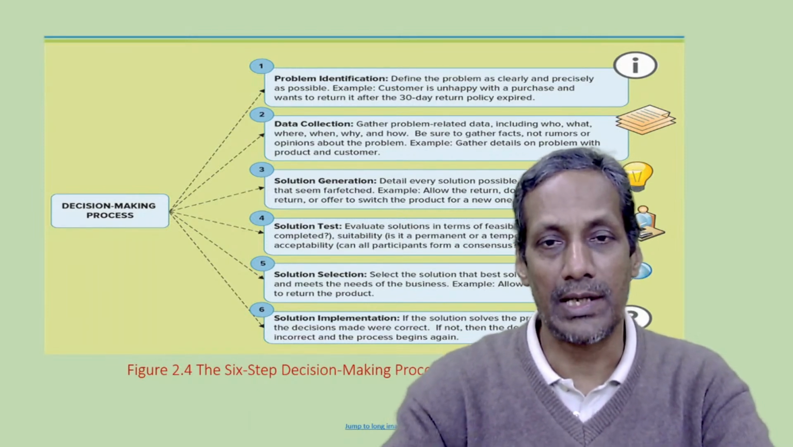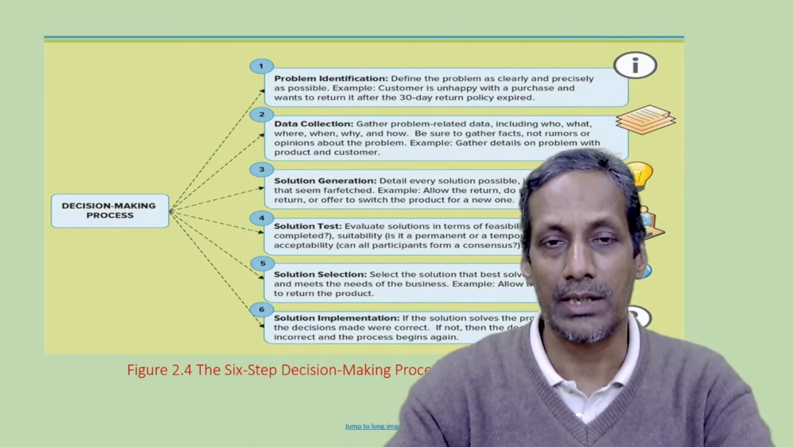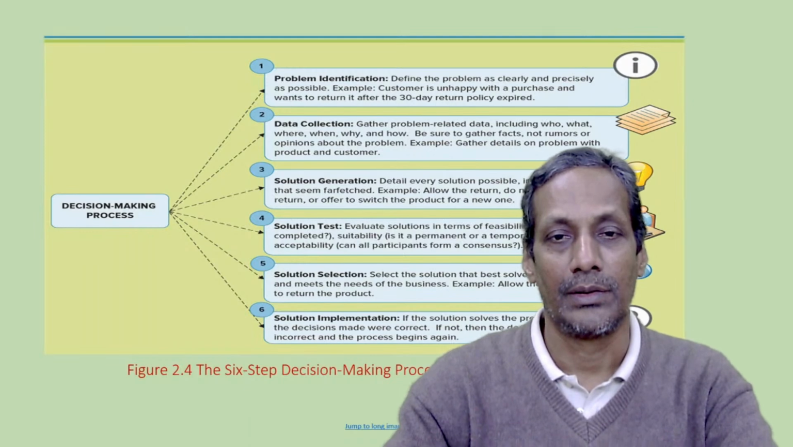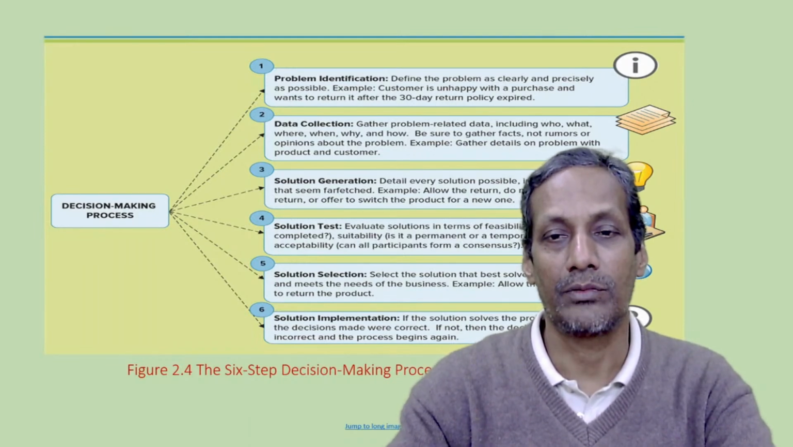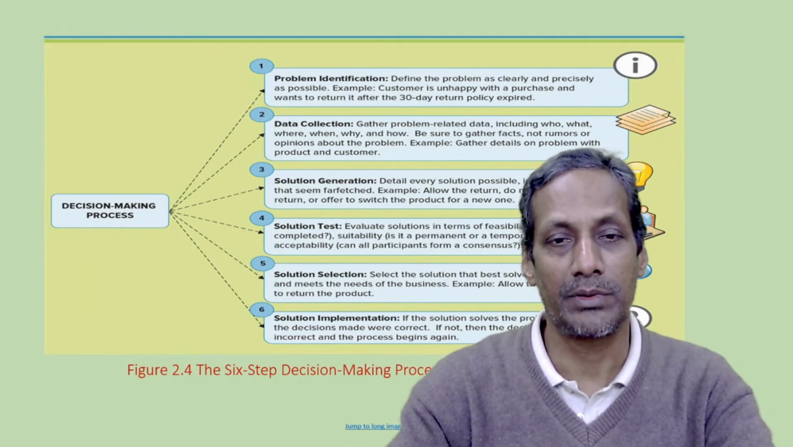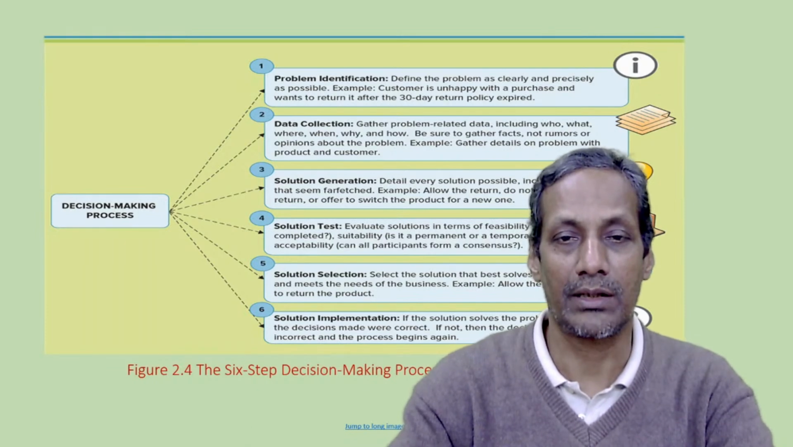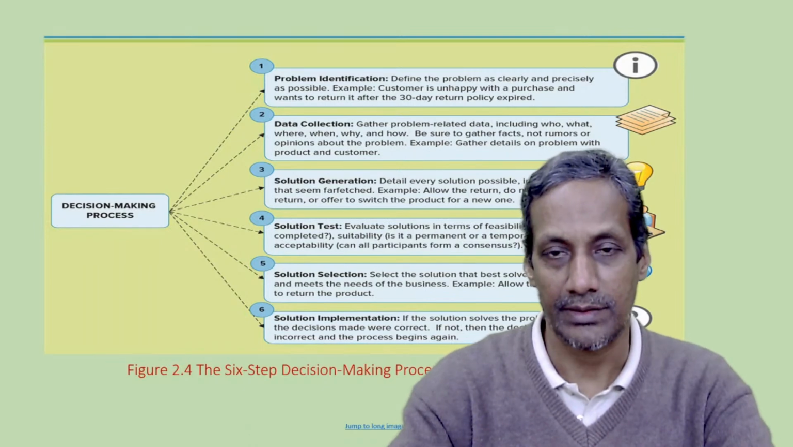So solution selection is the next phase. Once the solution is generated and tested, then we select the best solution, the one that best solves the problem and meets the needs of the business. After the solution is selected, it is implemented. If the solution solves the problem, then the decision made was correct. If not, then the decision was incorrect, and the process begins again with the problem identification phase.